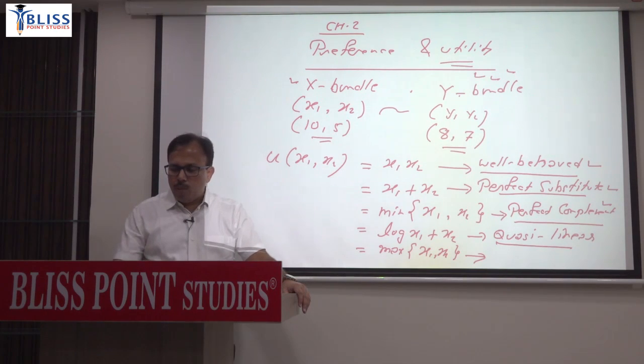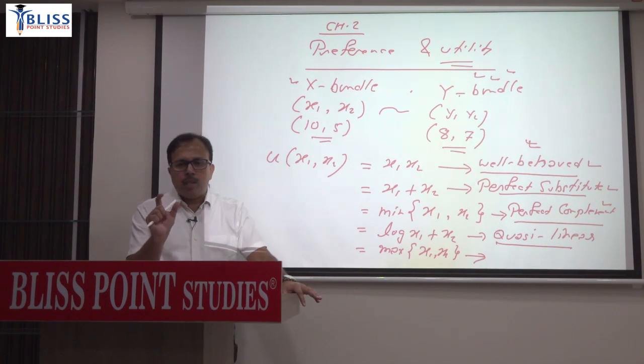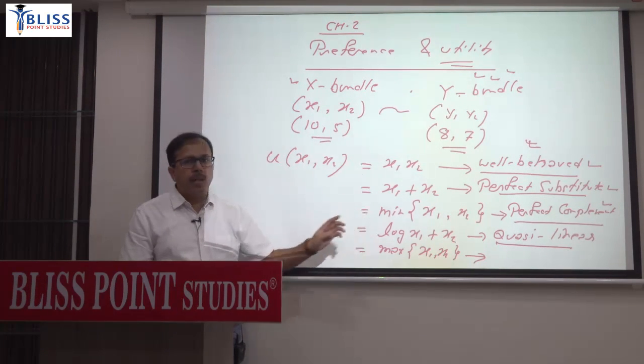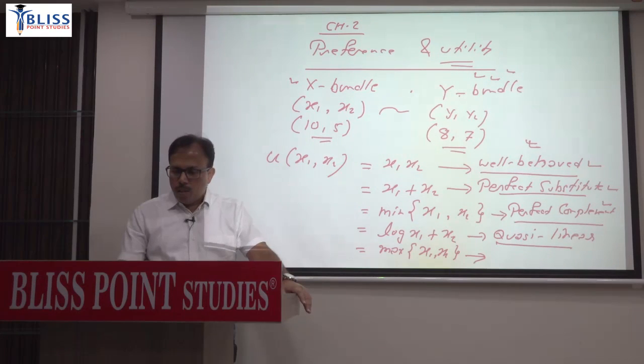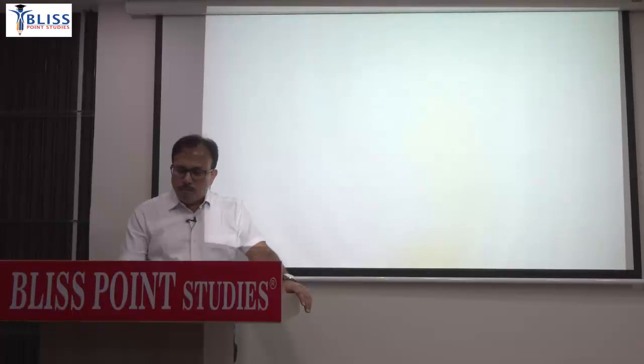Now we can start with the first one, that is well behaved. So I think this point is clear. We are basically comparing two different bundles, and out of these two bundles, from which bundle the consumer will get more utility or less utility or equal utility, we have to determine, and your answer depends upon how you write the utility equation or utility function. So given that basic, you can start with the first one, which is well behaved preference.